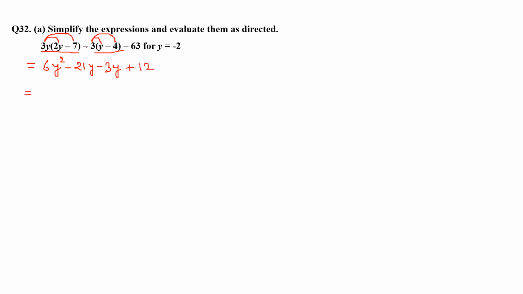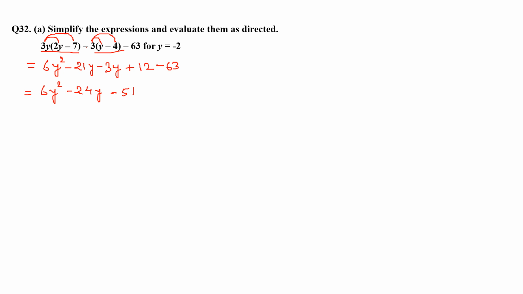Now group the like terms. So 6y square minus 21y minus 3y. This will give you minus 24y. And here minus 63 is also there, which I forgot to write. Now 12 minus 63, if you do, you will get minus 51. Now this is your simplified expression. You cannot further simplify it.